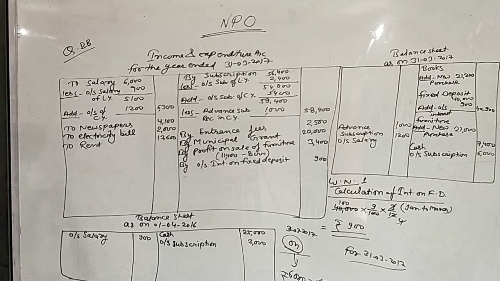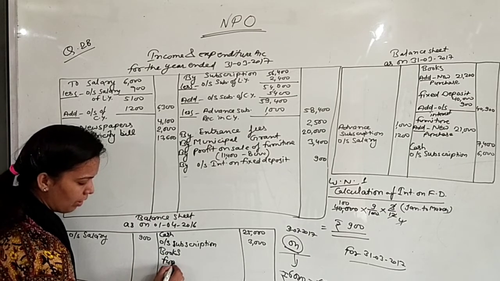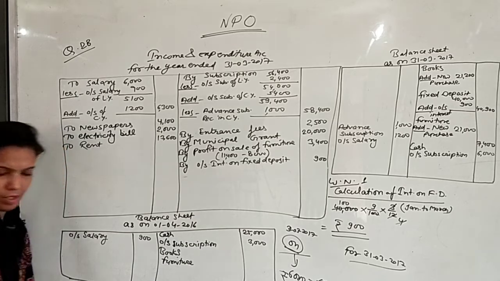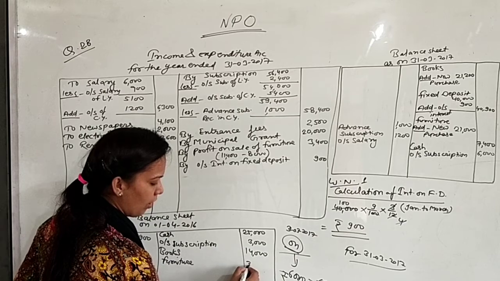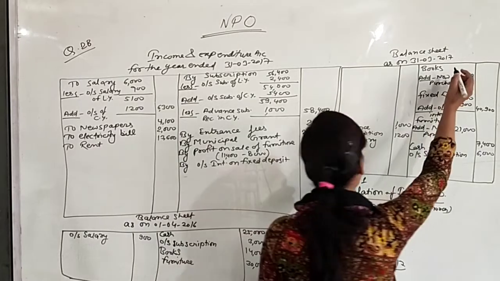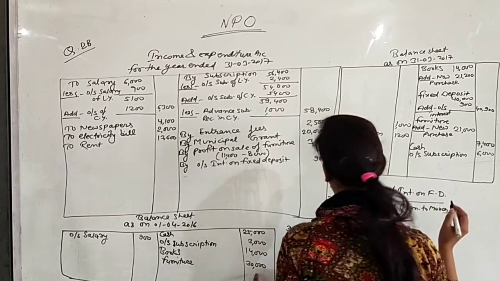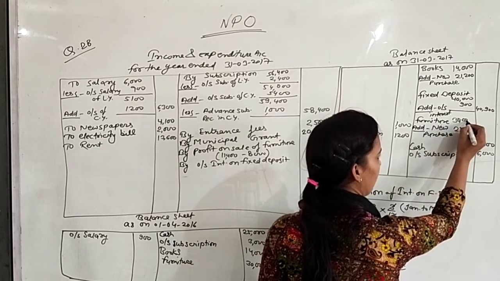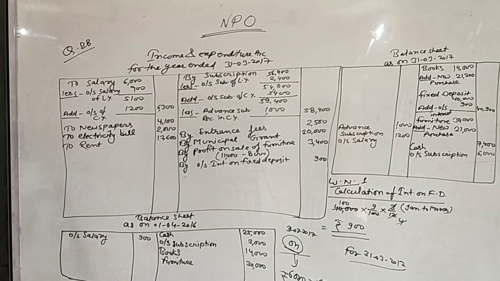Next and last point: the club owned furniture of 30,000 and books of 14,000 on 1st April 16. This is the opening balance of both the assets, books and furniture. Books you have of rupees 14,000 and furniture of rupees 30,000. The same items will be shown in your closing balance sheet also. Books opening balance is 14,000 and furniture opening balance is 30,000. This was about your question. So all the items we have posted here.